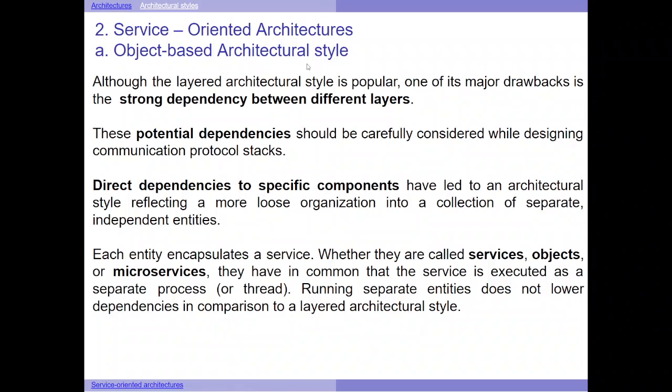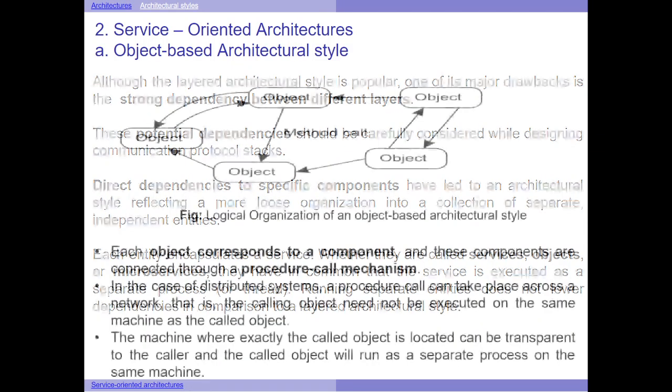So one is the object based architectural style. Direct dependencies on specific components have led to an architectural style reflecting a looser organization into a collection of separate, independent entities. Whether they are called services or microservices, we know microservice basically you have learned in web development. Microservice is one of the most common terms and mostly it is used nowadays. Microservice, for example, login, etc. As you go on, we'll learn it.